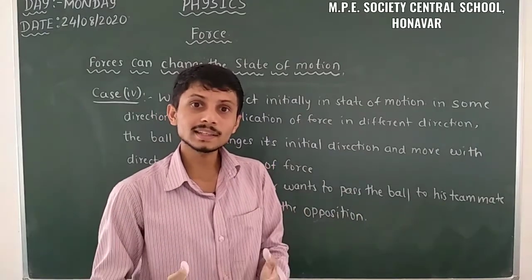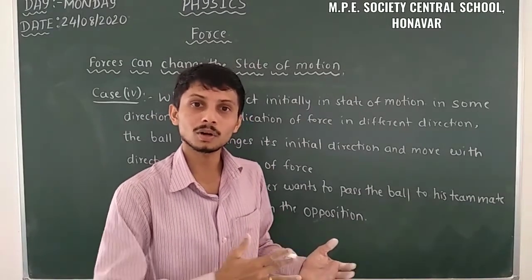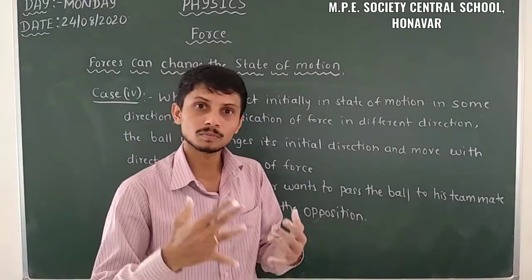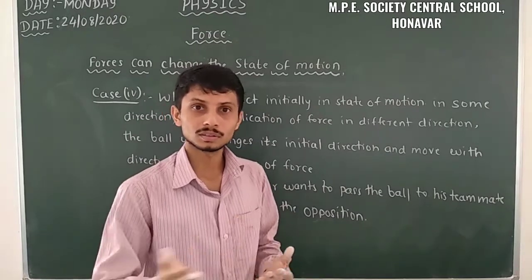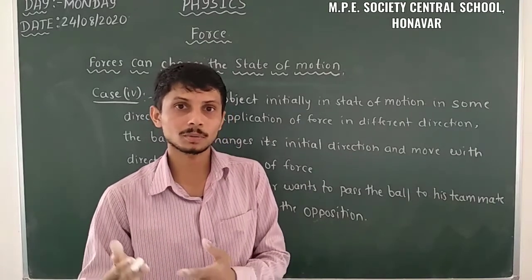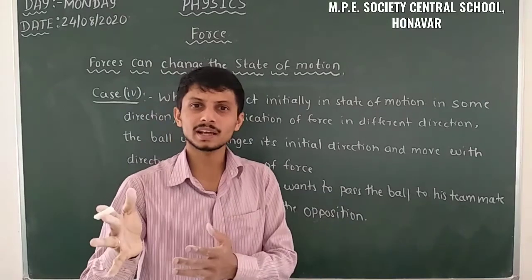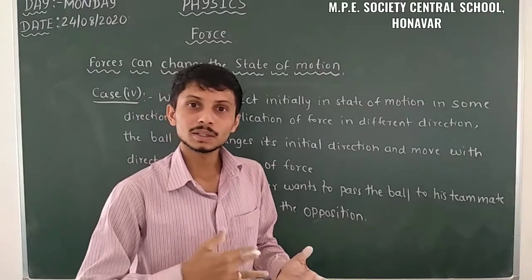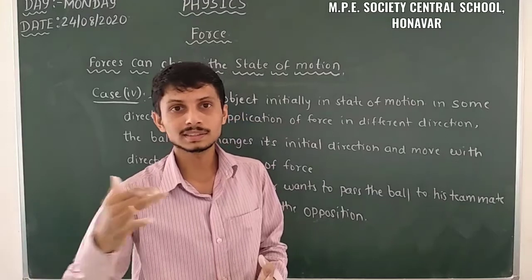So in that case the player wants to pass the ball to his teammates. For that he changes the direction, the motion of the ball. When he wants to change the state of motion of a ball, he applies some amount of force in a different direction, then the ball will divert from the opposition. Then it will pass to his teammates.